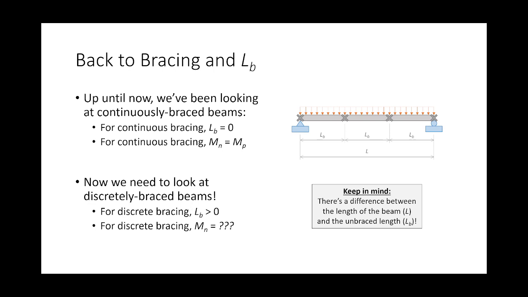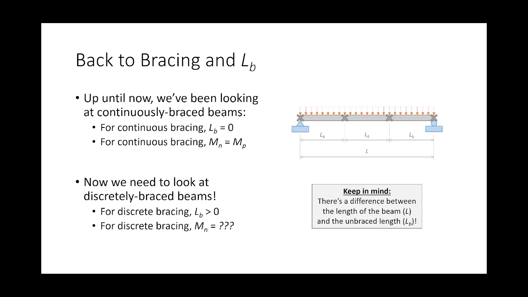Okay, so to be clear, there is a difference between the length of the beam and the beam's unbraced length. Now, up until now, all we've been caring about is beams where there was bracing everywhere. So really, LB was 0. And so what we know right now is that when LB is 0, the capacity is just MP. That's what we know. But now I want to ask, well, what if we actually have a value for LB? What if the beam is not continuously braced, but it's discretely braced?